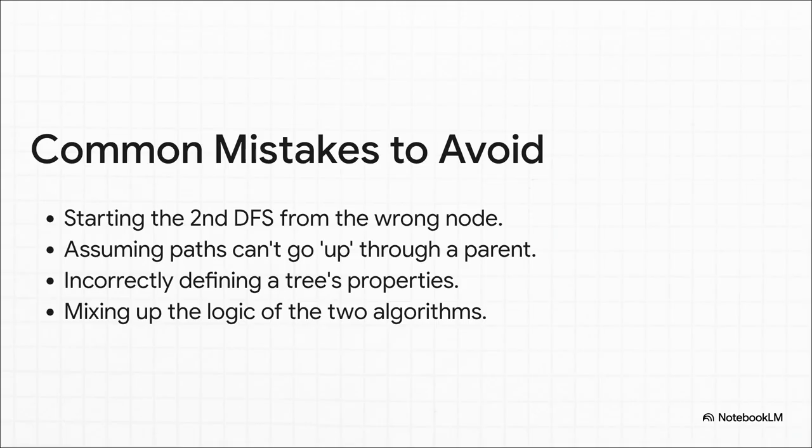With the 2DFS method, the #1 error is starting the second search from the wrong node. You must start it from the farthest node you found in the first search. No exceptions. Another tricky one is assuming paths only go down from a parent. They don't. A path can go up toward the root and then back down another branch. And finally, under pressure, it's so easy to mix up the logic of the two algorithms. Keep them straight in your head.